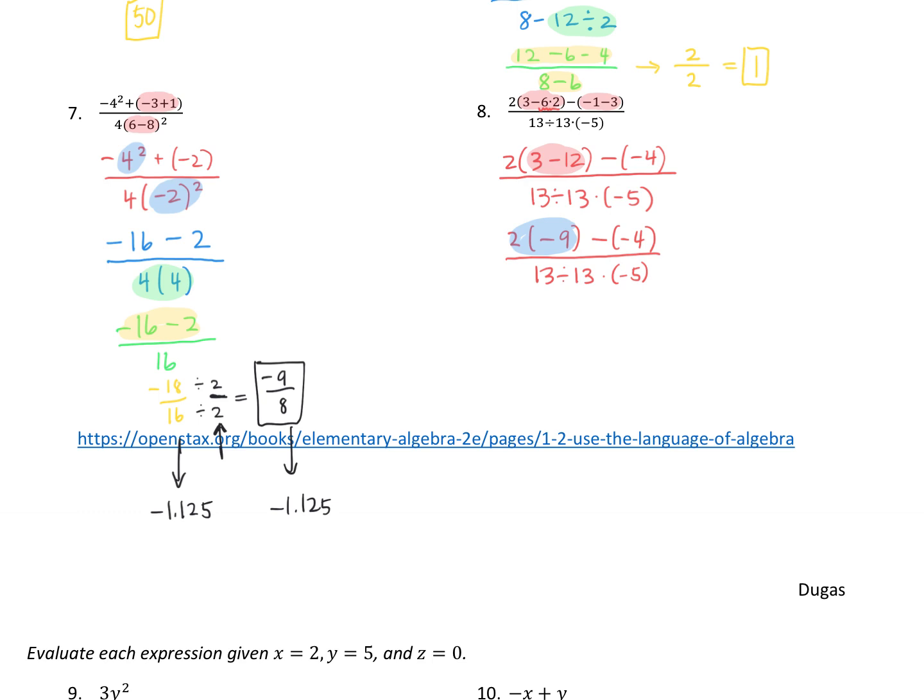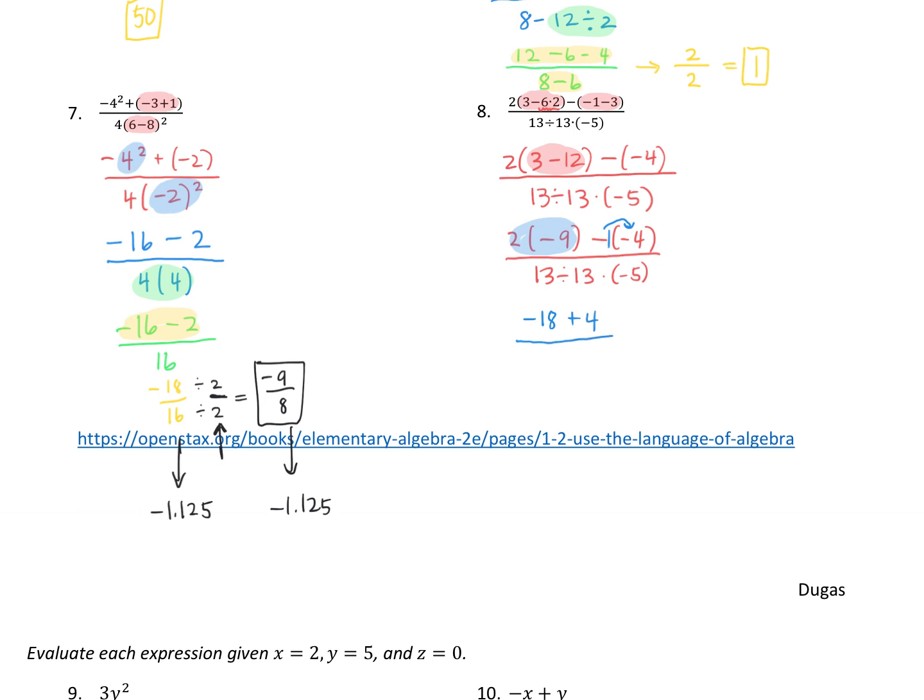So for the top, I have 2 times negative 9, which is negative 18. And then notice I have a negative times a negative. That's going to end up being a plus 4. So the 2 negatives back to back make a plus. So we're going to change that sign. It's kind of like having an understood 1 there. A negative 1 times a negative 4 is a positive 4. So I'm just going to put plus 4 to make it a little easier with the signs.